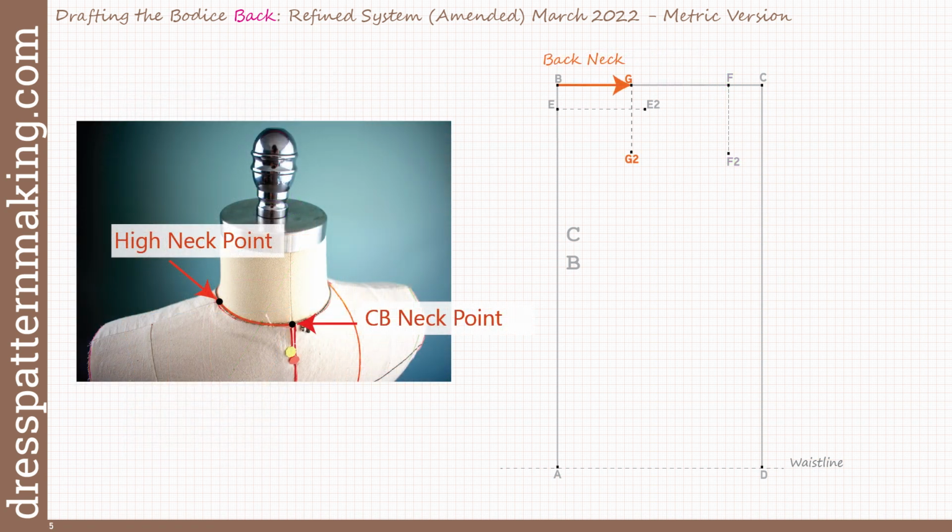Now the back neck measurement. This is measurement number 30 on the chart. The back neck measurement is one of those where you could take the half measurement from the centre back to the high neck point, or measure from high neck point to high neck point and divide by 2. But using that half measurement, measure from point B on the B to C line and mark point G. Draw another guideline from point G at right angles to the BC line and mark point G2. The length of that line can be about 8 to 10 centimetres long.